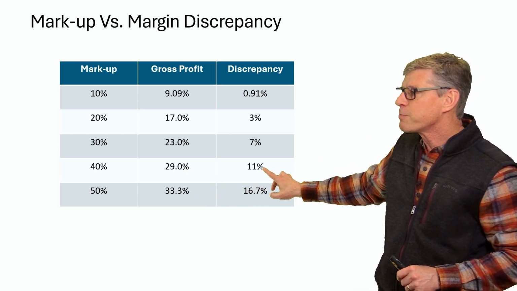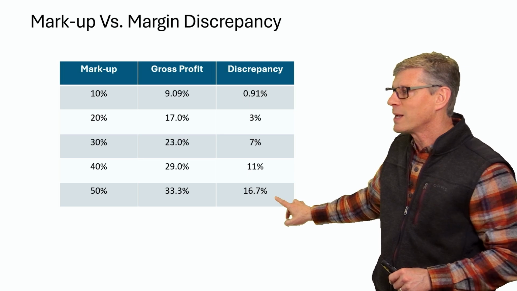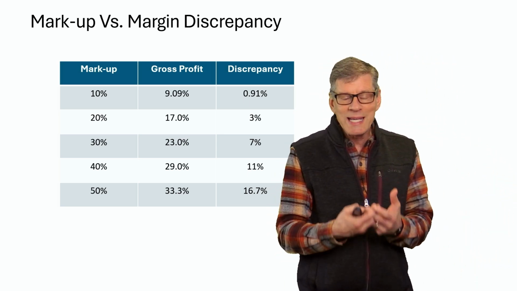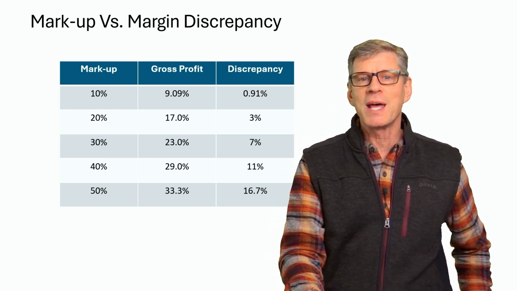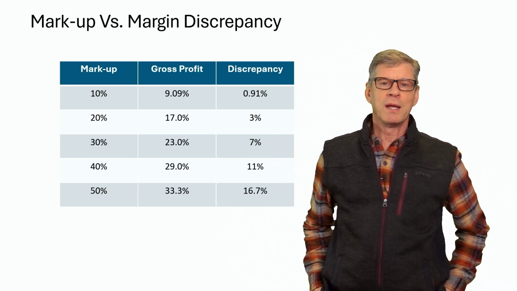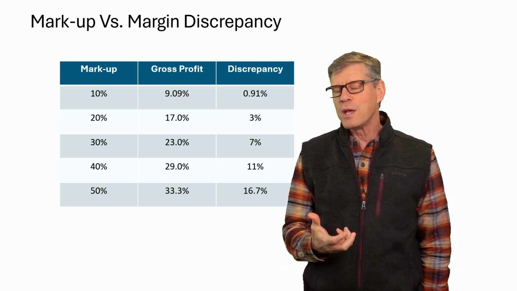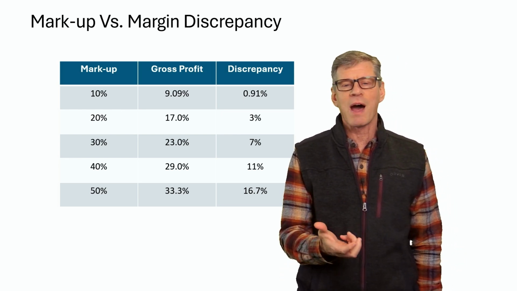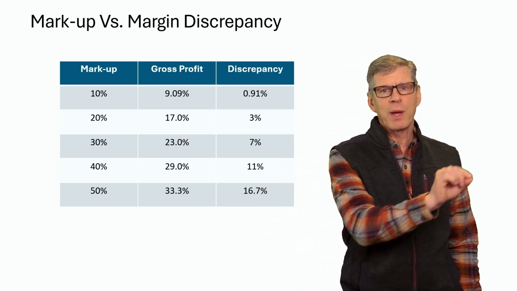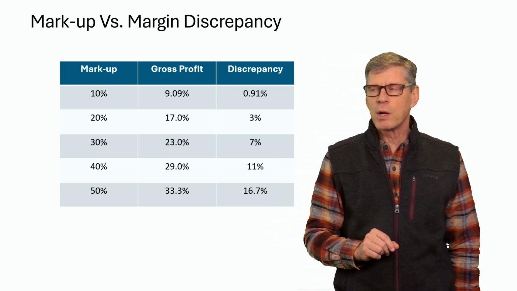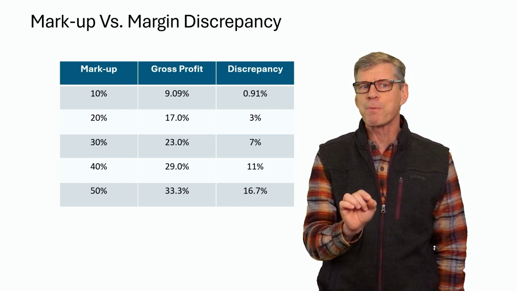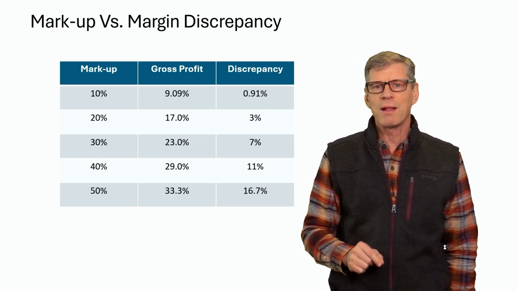You're now at an 11% discrepancy, and at 50%, you're at a 16.7% discrepancy, where you're literally leaving 16.7% on the table. We're underbilling our customers by that much money. And again, remember, this is the money that will cover your cost of operation, which needs to happen before you actually generate a net profit. I really don't care what the gross profit is. I just want to make sure that I'm calculating it properly so we're getting every dollar that we expect to be getting.